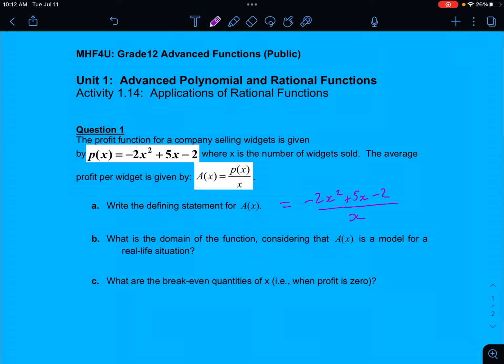Now our domain for this, because it is a real life situation, when x is the number of widgets sold, we should only really have that x is greater than or equal to 0, because we won't have any negative widgets sold.